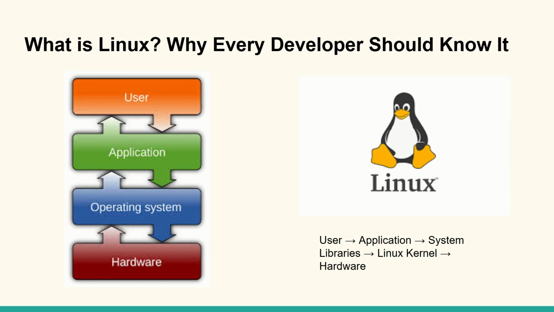Now let's try to understand how the same thing works in Linux. In Linux, the structure is more modular and open. The control goes from user to application, then from application to system libraries, then the Linux kernel and then hardware. The Linux kernel handles all communication with the hardware, just like the Windows and Mac OS kernels do. But unlike Windows and Mac OS, Linux gives developers more control over every layer which is present. We can view everything which is present in the system.